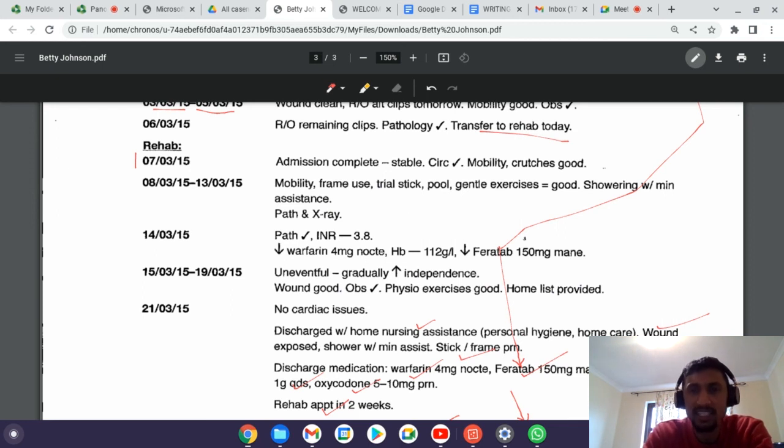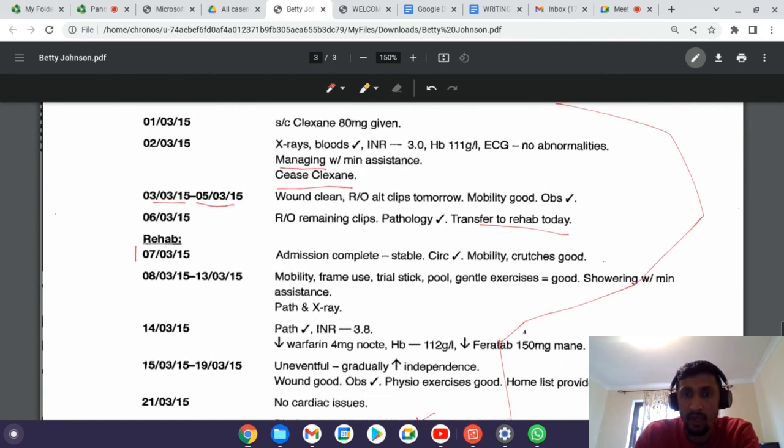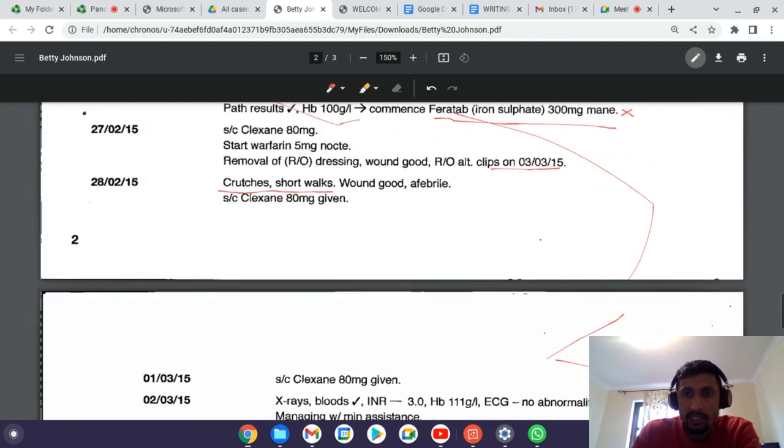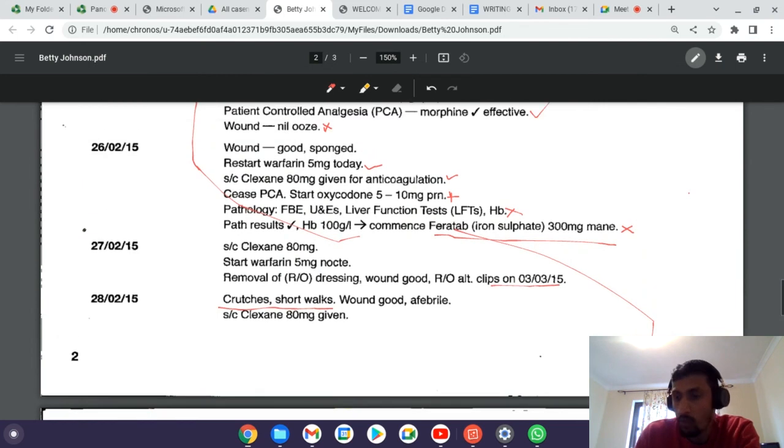That's what the sentence structure is like. You can write, so you can start with: the patient was admitted for this surgery and the surgery was done.